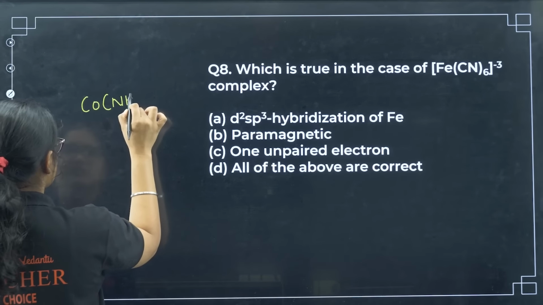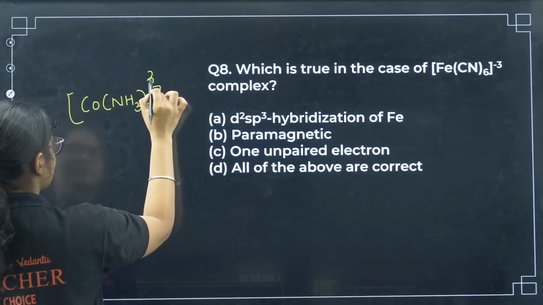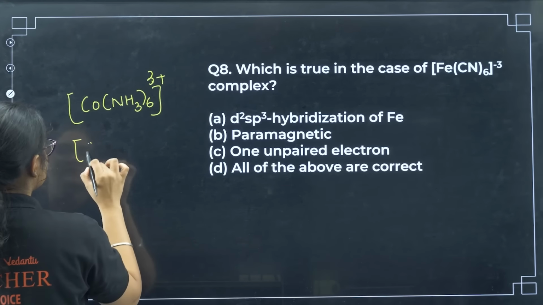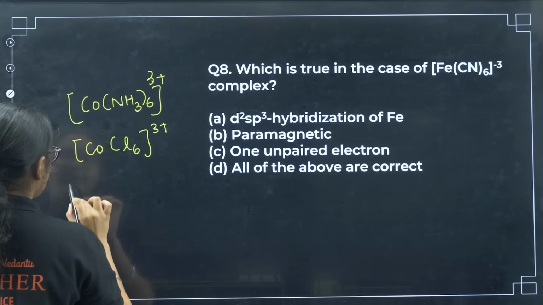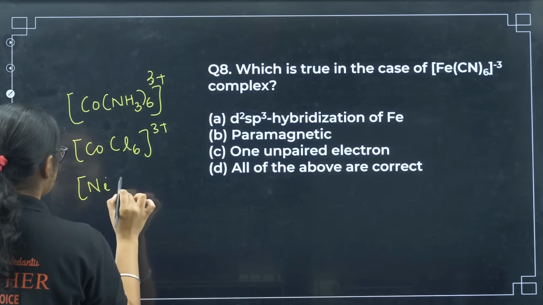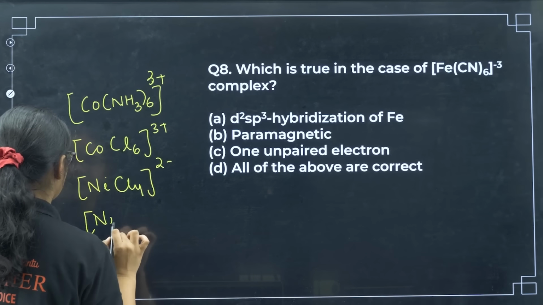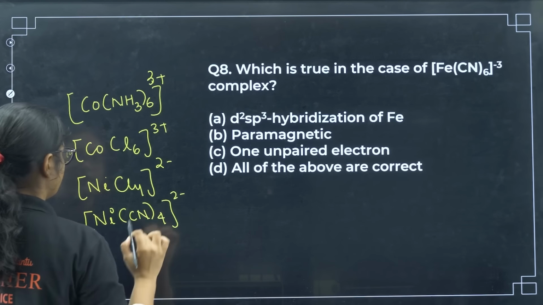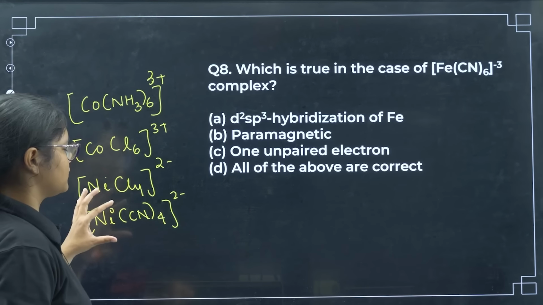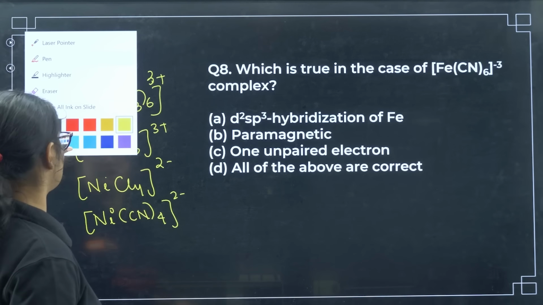What is it? Co(NH3)6 2+ or 3+, I think. Then you have CoCl6 3-, right? Then you have NiCl4 2-, and then you have Ni(CN)4 2-, right? So these are the 4 complexes or compounds which are given in our NCERT book. Anything other than that, if it is asked, how can we solve?